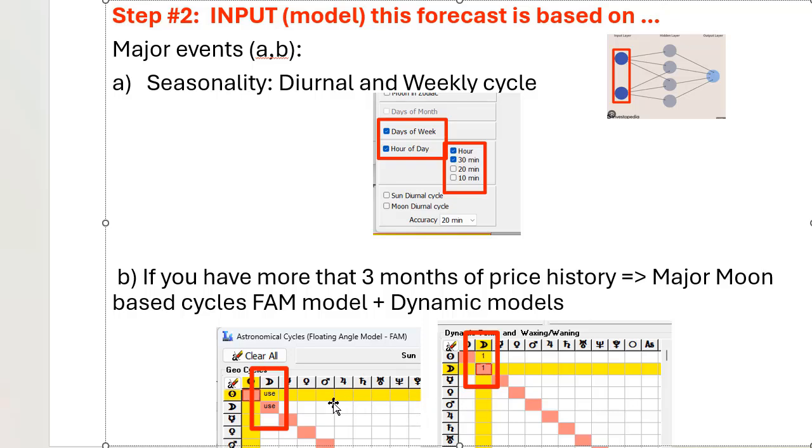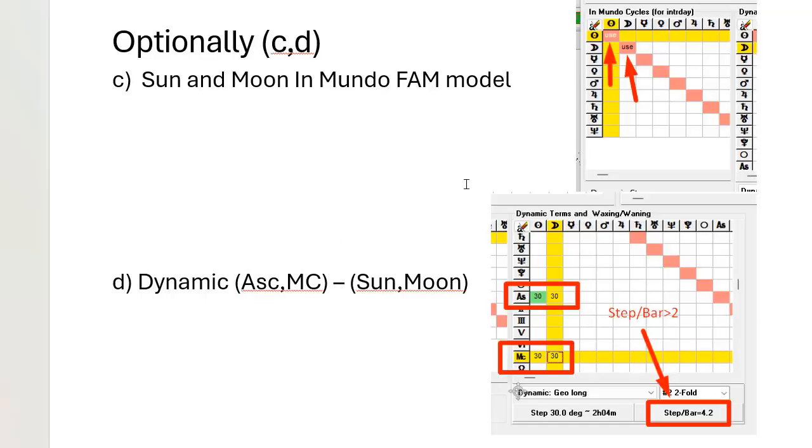I recommend applying a FAM model, I will show you, and a dynamic model for these 3 moon-based cycles. Maybe it makes sense to also apply the moon anomalistic cycle. This is the angle separation between moon and perigee. But maybe for intraday it's enough. And two more events, these are optional events. I recommend trying them in any case, but maybe not.